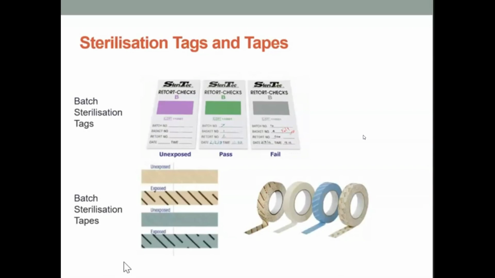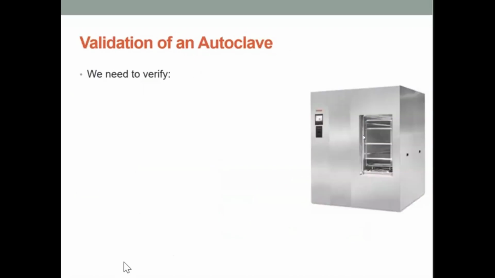Sterilisation tags and tapes look something like this. So you'll have batch sterilisation tags and sterilisation tapes, and you can see that they will change colour based on whether they pass or fail.